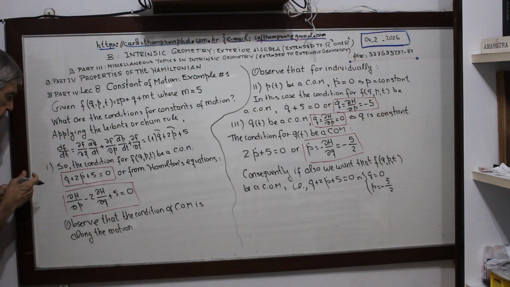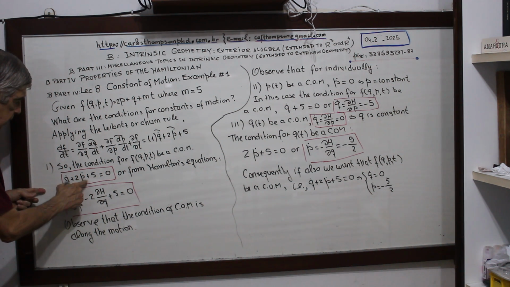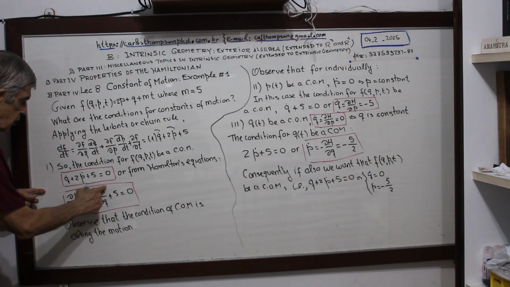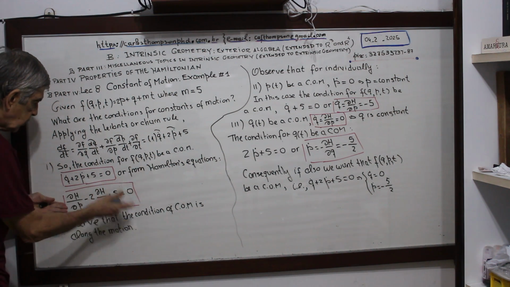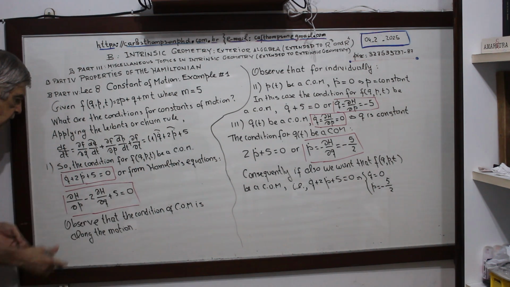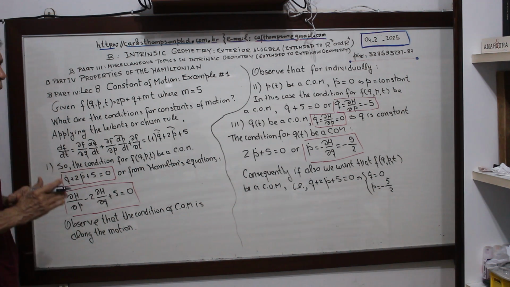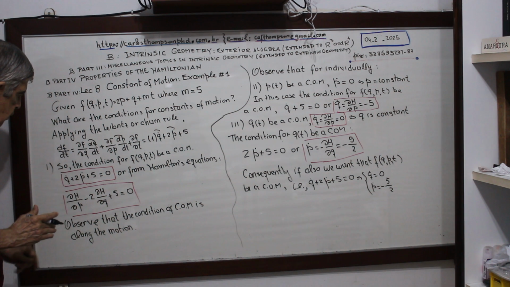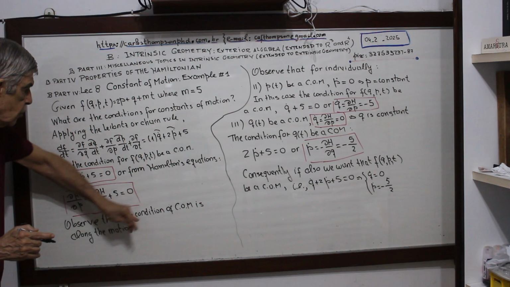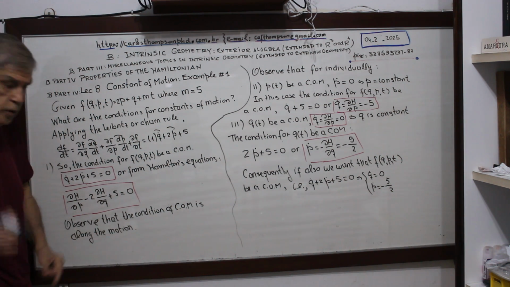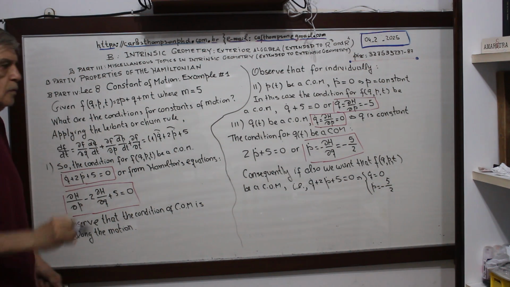Now, just for your information, q dot is partial h with respect to p, and p dot is minus partial h with respect to q. You just plug it here from the Hamiltonian equations. That's the equation for the condition for f to be a constant of motion. Now, observe that the condition of constant motion holds only along the motion. You see?